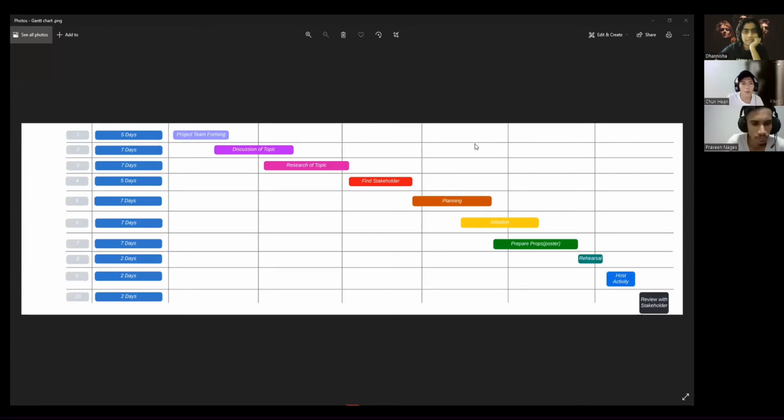Okay, for the Gantt chart for the activity of Group 3, which is the social media awareness on internet scam, the first phase until the last phase consists of 14 weeks, starting from week 3, which is project team forming. Going on is discussion of topics, which uses 7 days, research of topic, find stakeholders, and the planning phase, which is 7 days, and the initiation days is also 7 days. Following on is preparing the props, which consists of the posters and the computers that are going to be used for the event. After that is the rehearsal, and after the rehearsal will be the host activity. After the ending of the activity, we'll be reviewing with the stakeholder to see the outcome of the event. That's it from me.